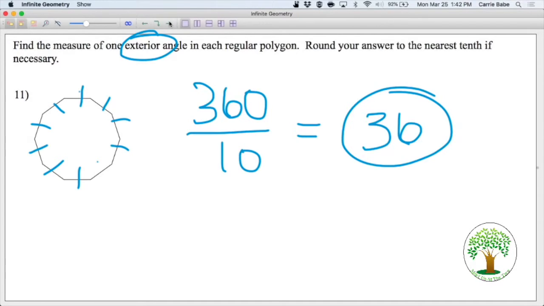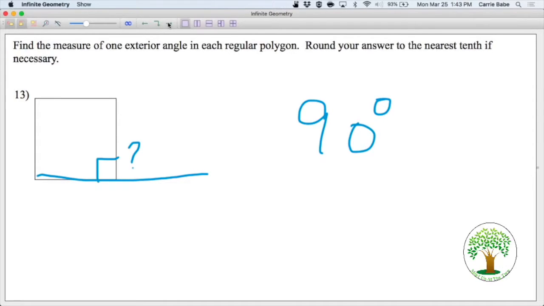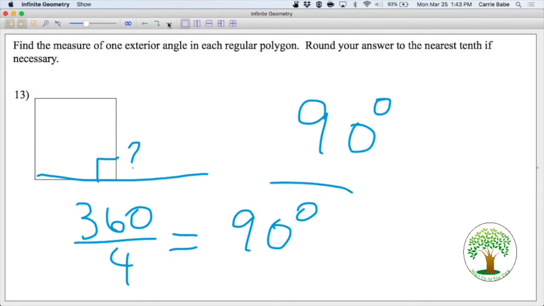Let's move to number 13. All right. This one is a little simplistic, I think. You might know the answer to this one without doing any work. If you understand what exterior angles are, if this one's 90, then this one has to be what? 90. To show work, you take your 360 and you divide it by 4 and you would get 90 degrees.